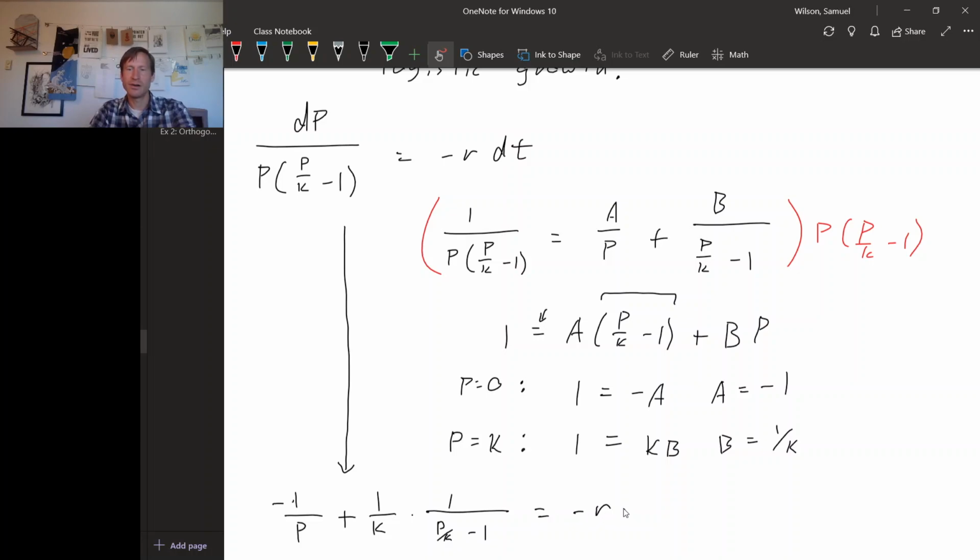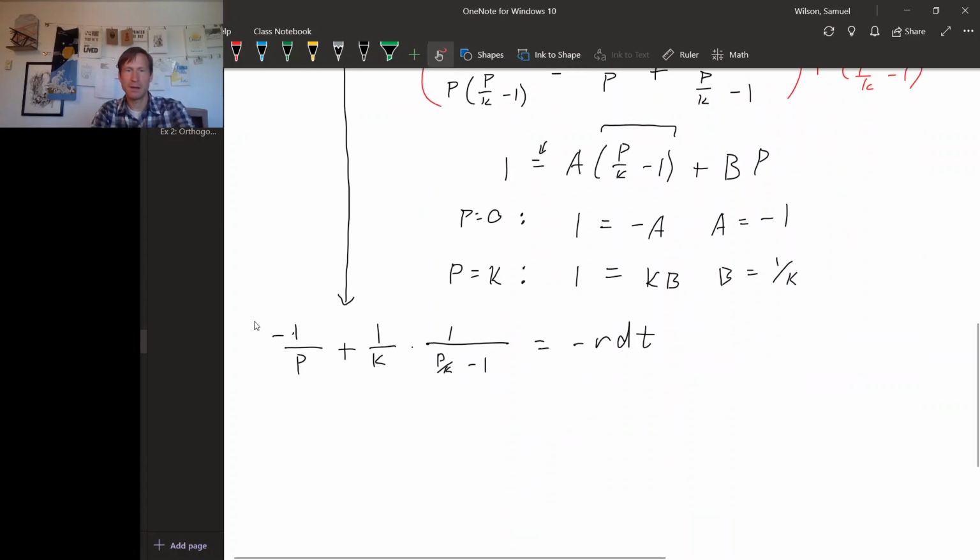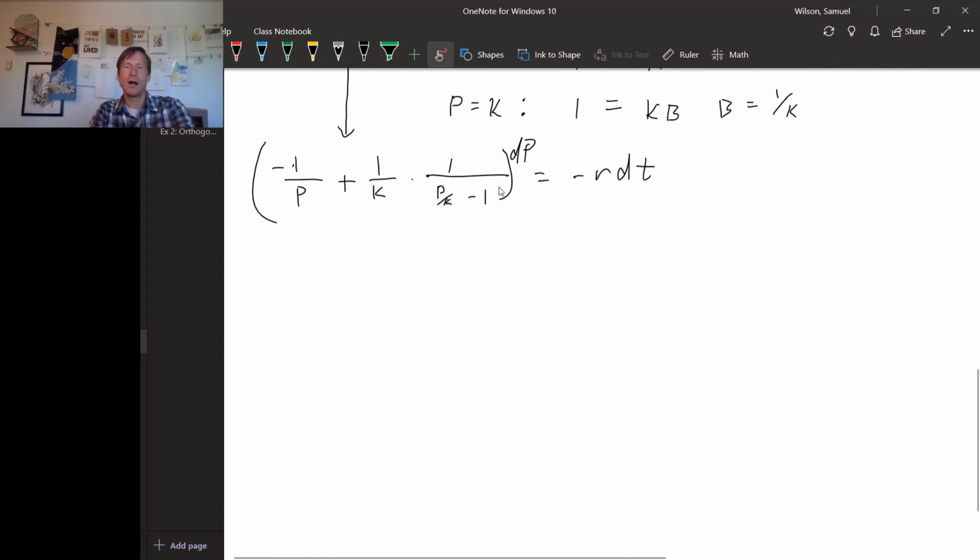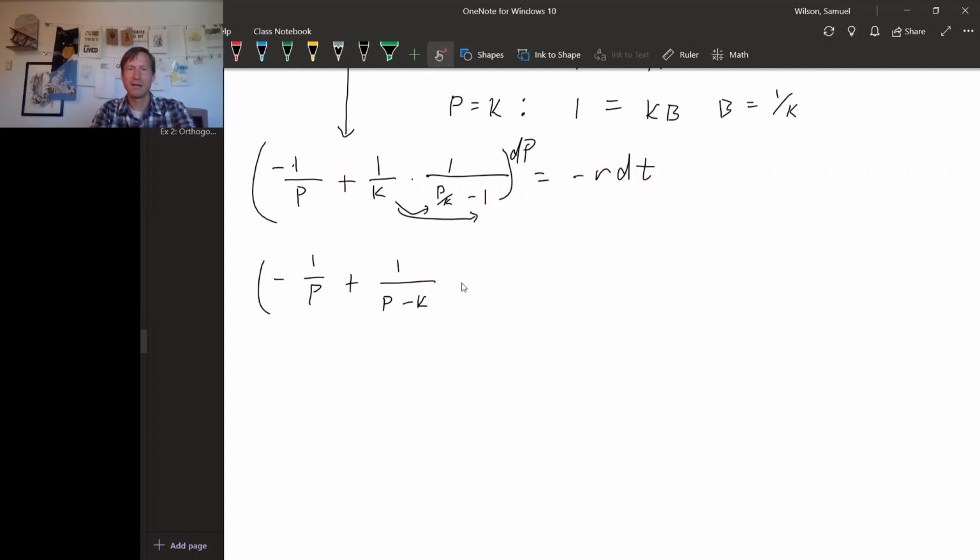equals minus r dt. Okay, and I'm missing a dp on the right-hand side. All right. One last thing before we integrate, we might as well, I guess, distribute this k through here. That looks like it's just going to make things a little nicer. So minus 1 over p plus 1 over (p minus k), all times dp equals minus r dt.